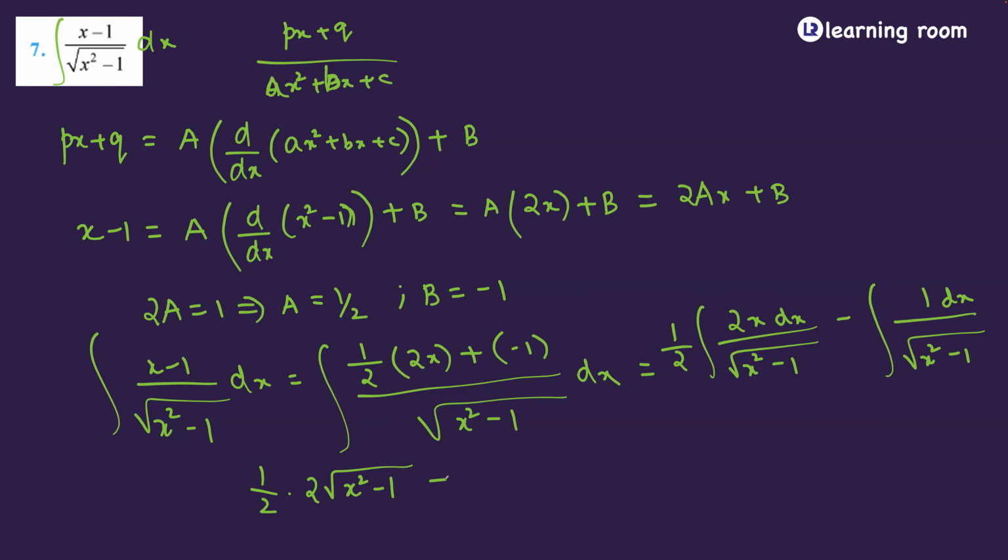minus dx by x square minus a square. 1 by root of x square minus a square is log of x plus root of x square minus a square plus c. Right. So this 2 and 2 will get cancelled. So hence the answer is going to be root of x square minus 1 minus log of x plus root of x square minus 1 plus c. Clear? So check this.